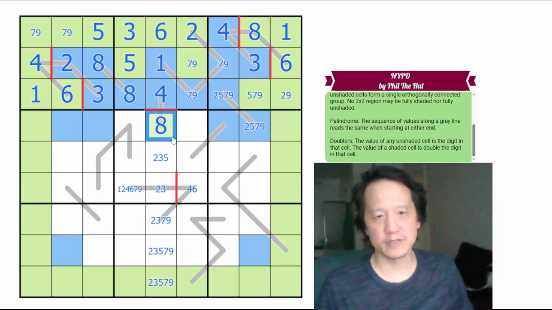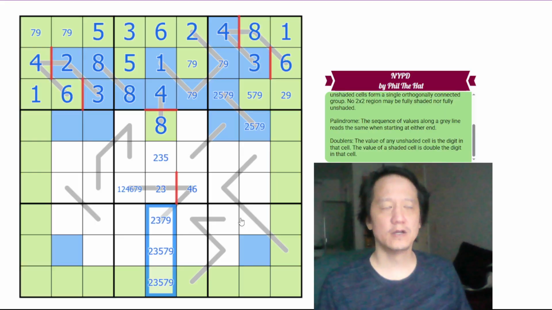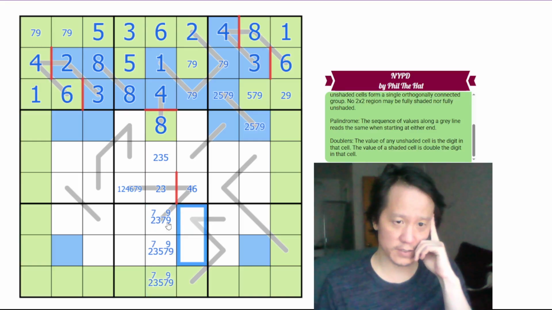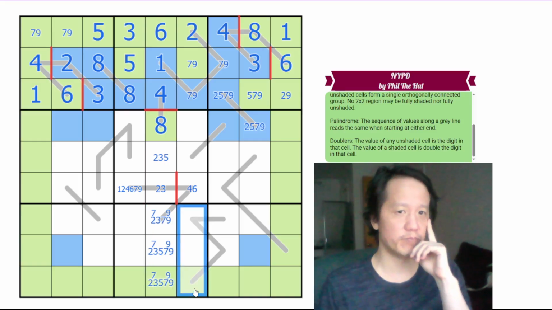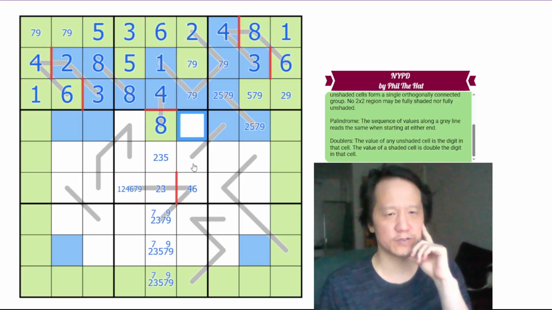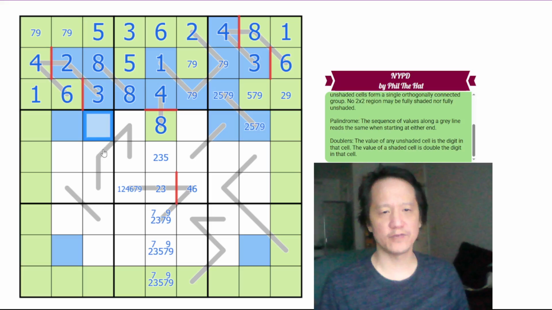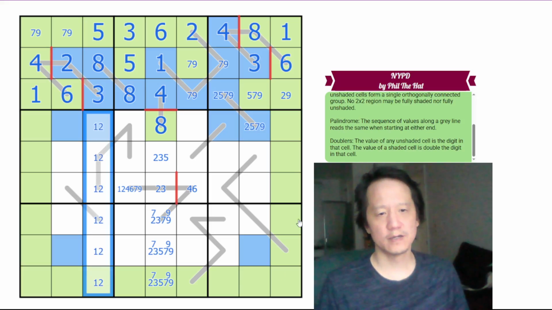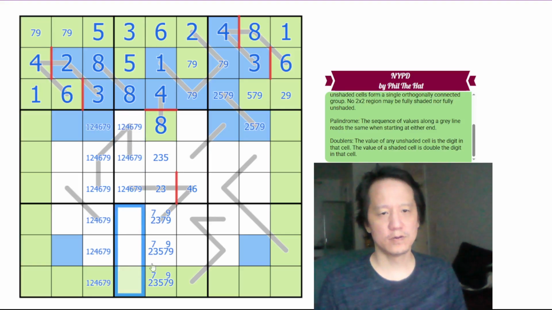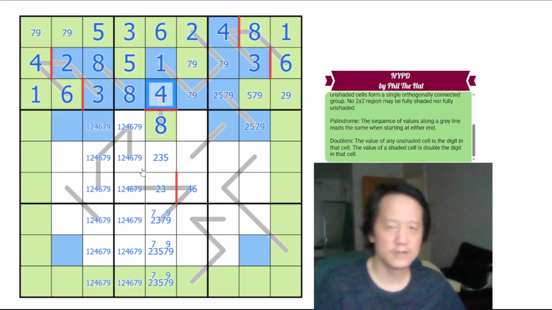7 and 9 cannot be consecutive with 8, so this is 2, 3, or 5. Therefore, in column 5, 7 and 9 have to be here in box 8. That means 7 and 9 cannot be in the rest of the box. Actually, we have a 2, 7, 9 pair here, so we already knew that. Interesting. These are all 1, 2, 4, 6, and 7, 9 in columns 3 and 4. Because we're missing the same 3, 5, and 8. That's interesting.